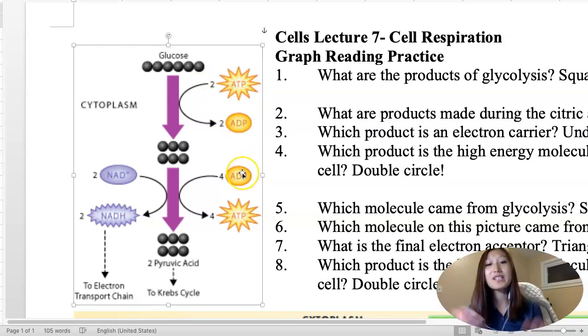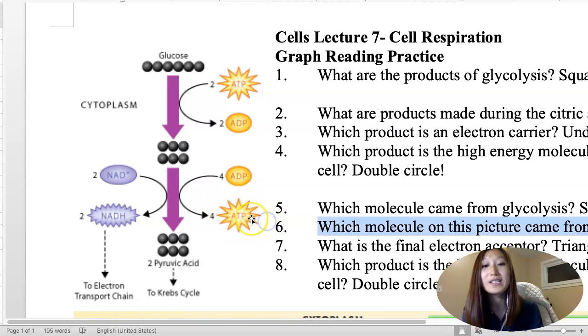And then we're going to continue on and get 4 ATP out of this, right? Because we're breaking bonds, we're releasing energy. This energy is being released in the form of ATP. So we are gaining 4 ATP in total. And then we also make something called NADH, which is an electron carrier.